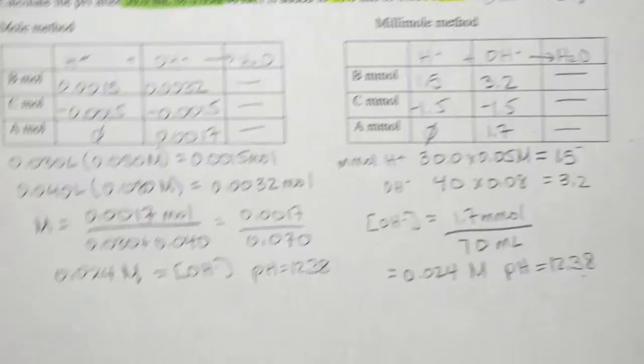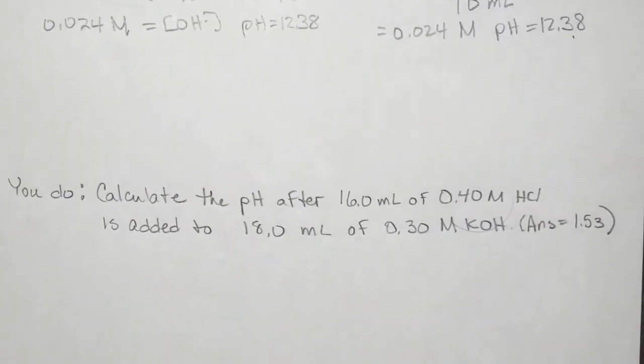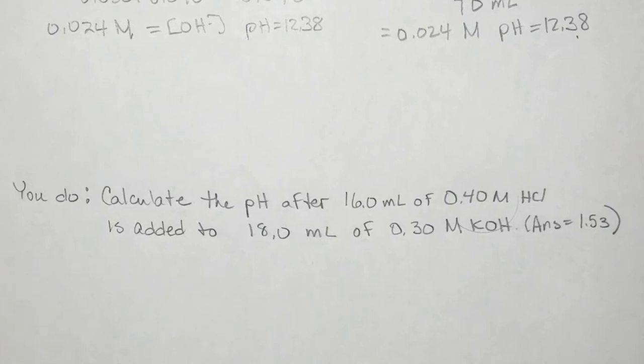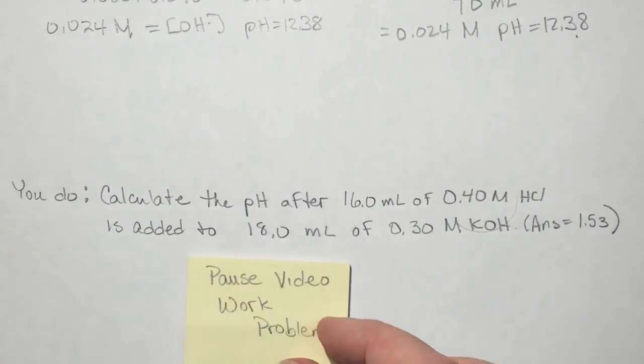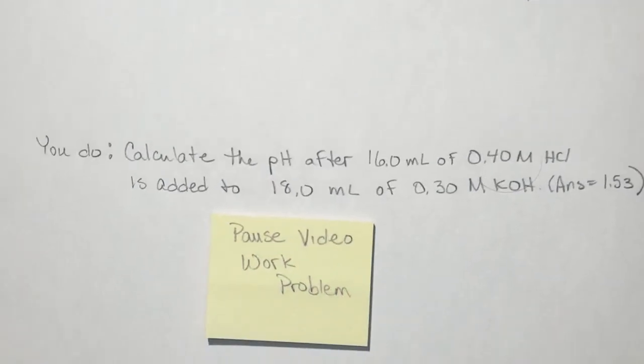Okay, so you are going to try this one here. Calculate the pH after 16 mLs of 0.4 molar HCl is added to 18 mLs of 0.3 molar KOH. Try using the millimoles. Pause the video while you work the problem.